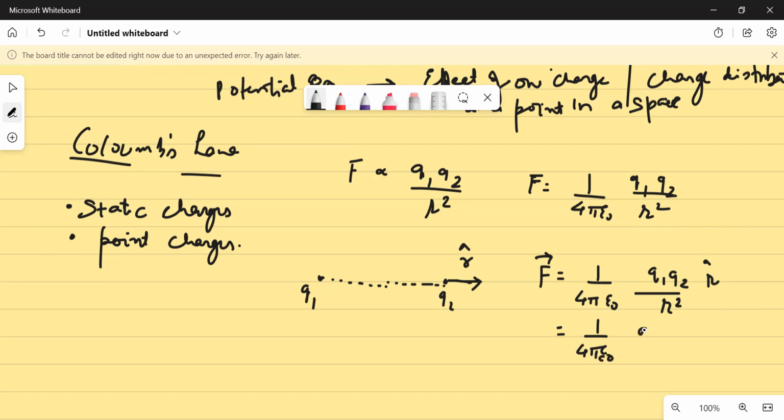And instead of r cap, if I want to write r vector, then this will be 4 pi epsilon naught, and I think this is something that you know from the standard 12th classes. This will be r cube, and this will be r vector. So I don't think it needs much description. Is that clear to you?